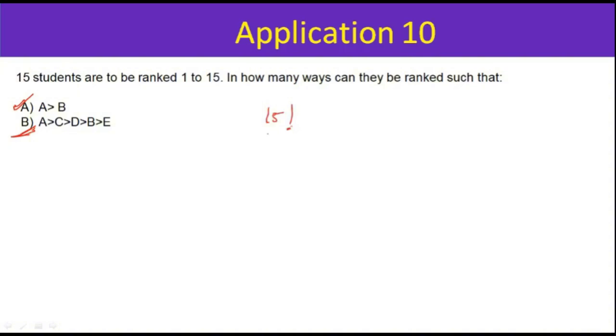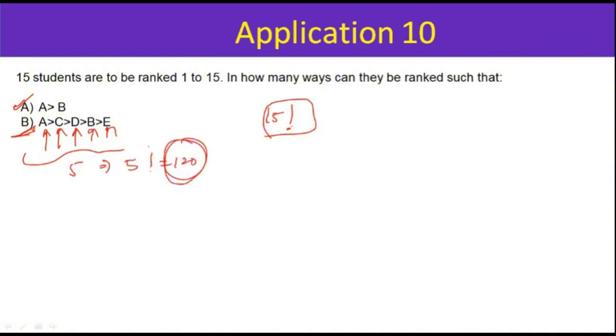Now in 15 factorial ways, if I just take all the possible combinations for the rank of A, C, D, B, and E, these are 5 students, right? In total, how many possibilities are there to rank them? I have 5 factorial possibilities, which is 120. So I can rank these 5 students in 120 possibilities, but I want only one single possibility out of this 120, right? Which means in my total 15 factorial ways, these 5 students can be arranged in 120 possibilities, but I want only one. So I will just divide this particular answer total by 5 factorial.